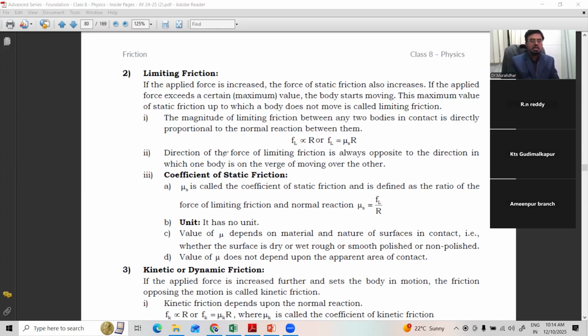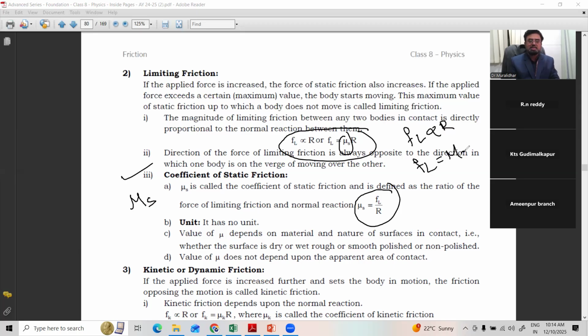Right? So the direction of force of limiting friction is over here. Coefficient of static friction, here it came. Mu is called the coefficient, a constant. Mu s is called the coefficient of static friction, where mu is nothing but the coefficient and s is static. It is defined as the ratio of force of limiting friction to normal reaction. From here only. As we know, force of limiting friction is directly proportional to R, or Fl is equal to mu s R, or mu s is equal to Fl by R. If you know two values, you can find out the third value.